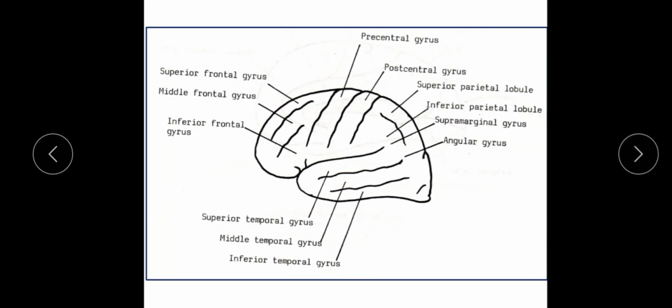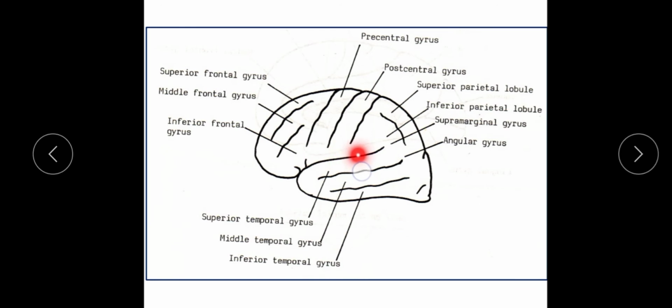This is again a line diagram showing different gyri. This is the precentral gyrus. This one is the postcentral gyrus between central and postcentral sulcus. Area above the superior frontal sulcus is the superior frontal gyrus. Area between superior and inferior frontal sulcus is the middle frontal gyrus. Area below the inferior frontal sulcus is the inferior frontal gyrus.